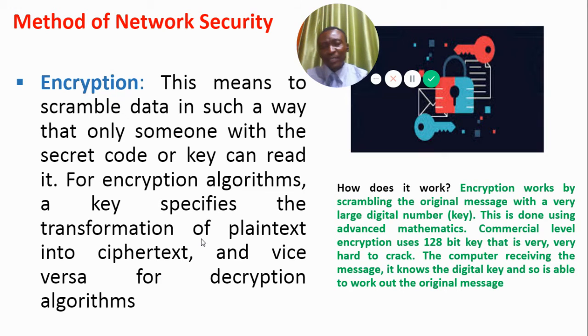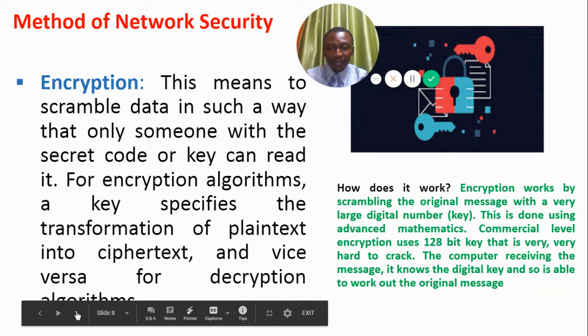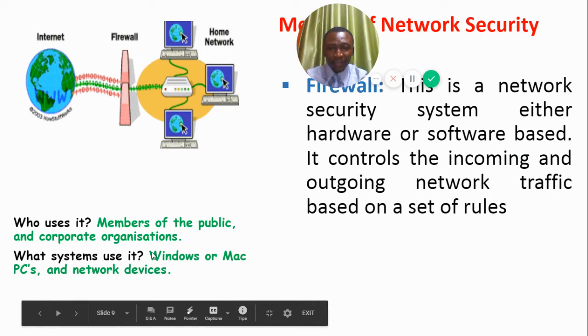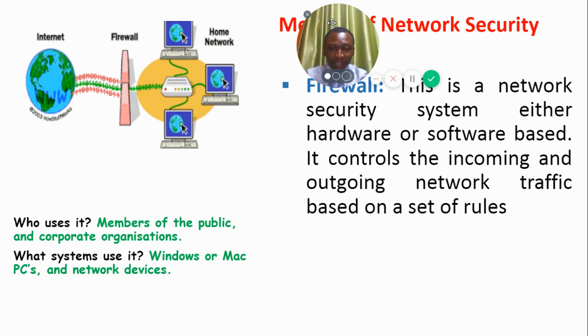Commercial level encryption uses a 128-bit key that is very, very hard to decrypt. Very, very hard to crack. The computer receives the information. It knows the digital key, so it's able to work out the original message. Just with the simple examples given. What about other methods of network security?